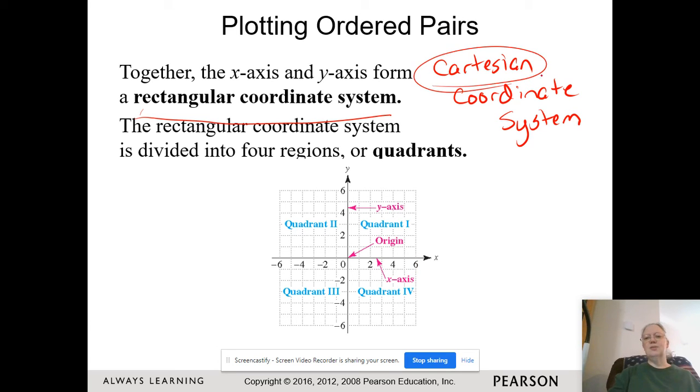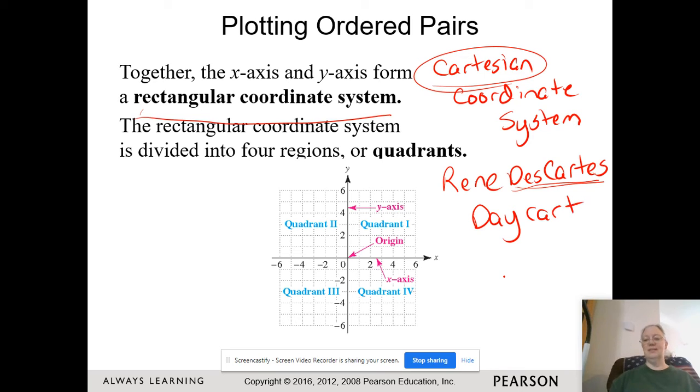The reason it's called a Cartesian coordinate system is that it's named after the guy who studied this, discovered it, and wrote about it. His name was René Descartes. It's a French name, but I think he was actually Swiss. I think he was from Switzerland. And his last name looks like Descartes, and that is how it's pronounced.